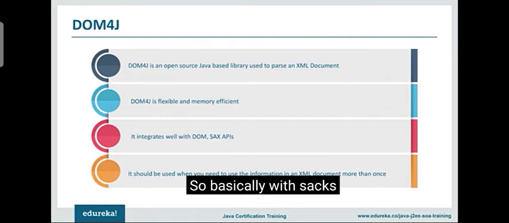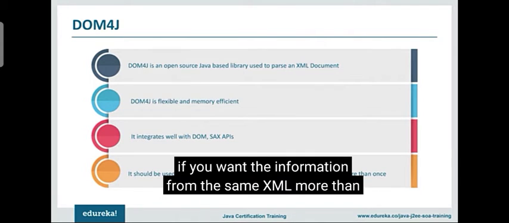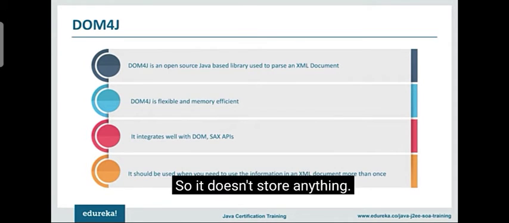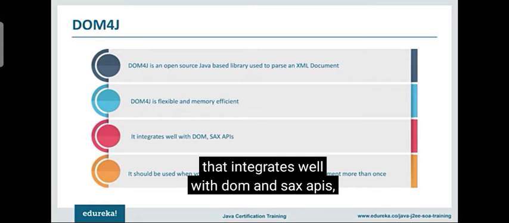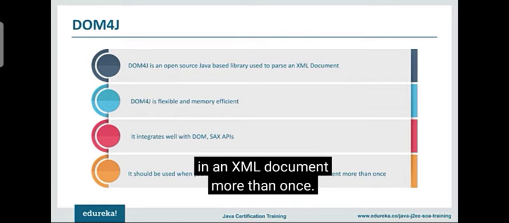So basically, with SAX, if you want to parse through more than once, if you want the information from the same XML more than once, it's not that efficient because it will have to parse it again. It doesn't store anything, so it has to go through it again. Whereas this one integrates well with DOM and SAX APIs, which allow developers to use the information in an XML document more than once.